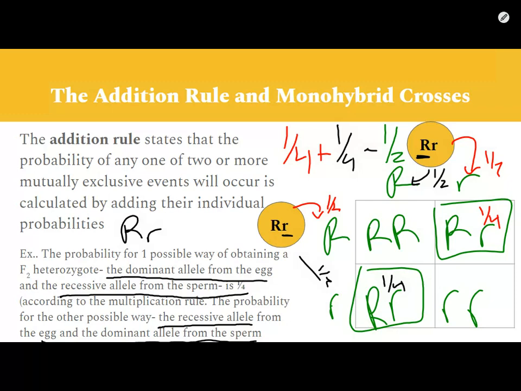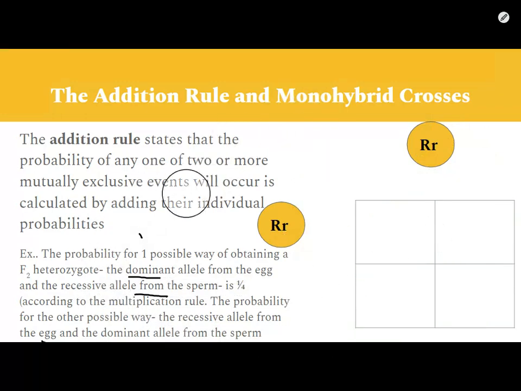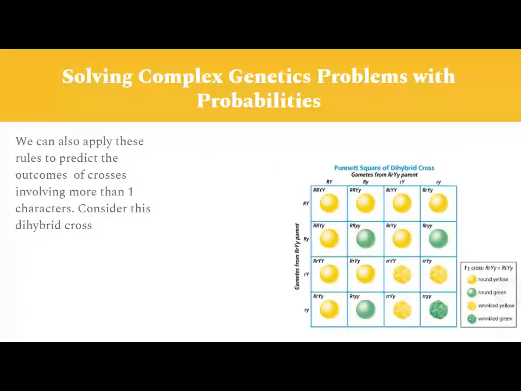I promise they'll get cleaner. With the monohybrid crosses, it might be easier just to fill out the Punnett square because that's what we know. But when we get to dihybrid crosses, it can get a little bit more complicated. So if we're looking at this specific dihybrid cross, right?